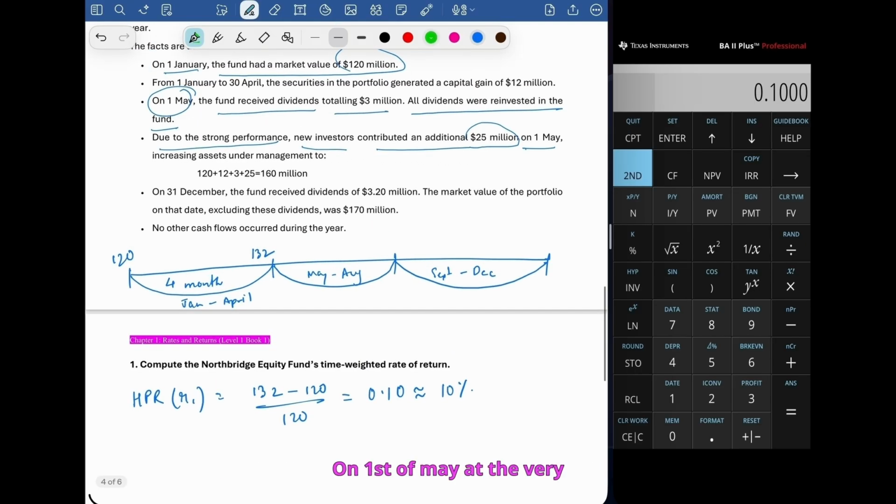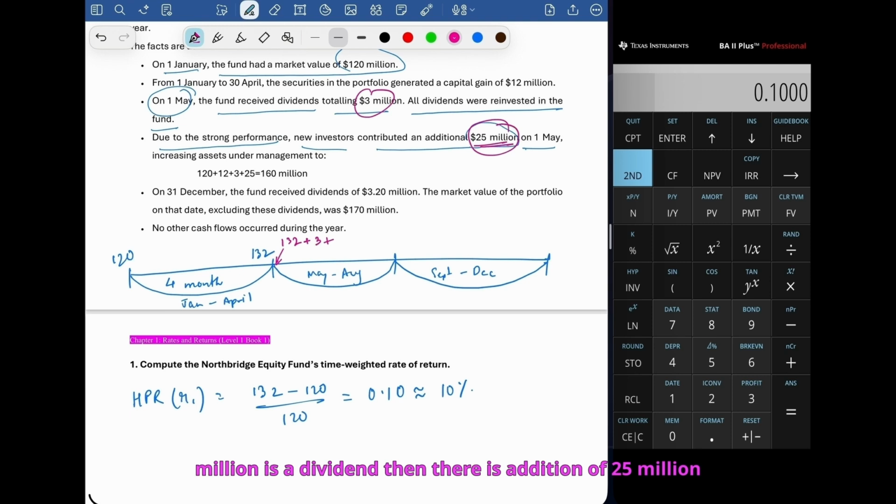On 1st of May, at the very beginning, two things are happening. On this 132, which was the beginning value, you are adding 3 million, which is the dividend. Then there is an addition of 25 million. So these two funds are being added. Let's ignore this for a while.